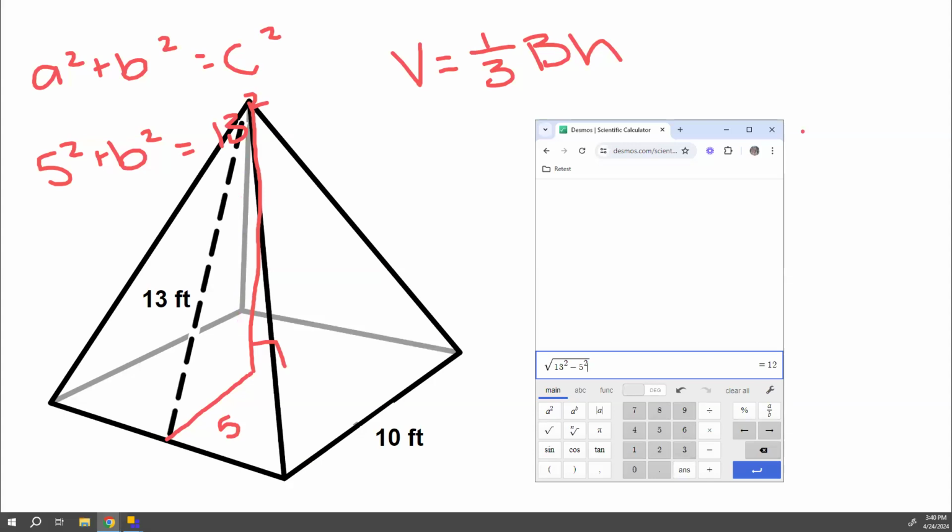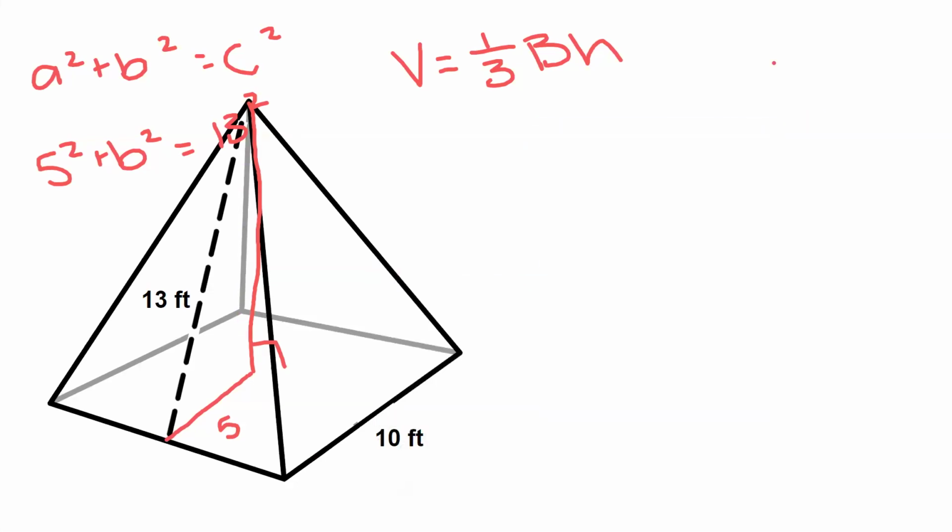So now that I have 12 for that missing leg, that's that height that we need for this formula. So I'll write down that h equals 12, so I remember to plug it in. But I also need uppercase B, which is area of the base. This base is a square because it's a square pyramid. And so I'm just going to do length times width. Squares have all the same sides, so 10 times 10, which gives me 100 for the area of this square base.